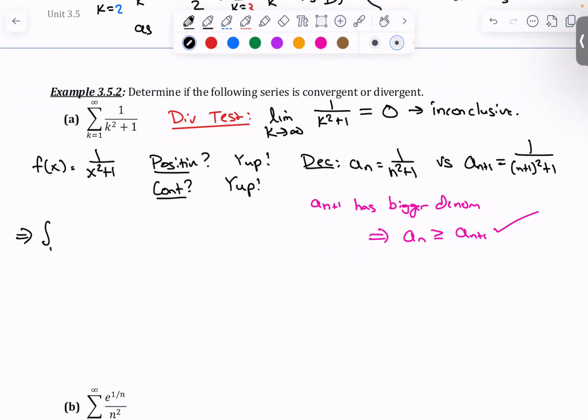We'll look at the integral from 1 to infinity of 1 over x squared plus 1 dx. Because it is positive, continuous, and decreasing, we can use the integral test, which means that we look at the improper integral starting with our desired number. We started at k equals 1, so we should start at k equals 1 as long as we can. We couldn't do it in the previous example, but we can do it here. So this will equal the limit as b approaches positive infinity of the integral from 1 to b of 1 over x squared plus 1 dx.